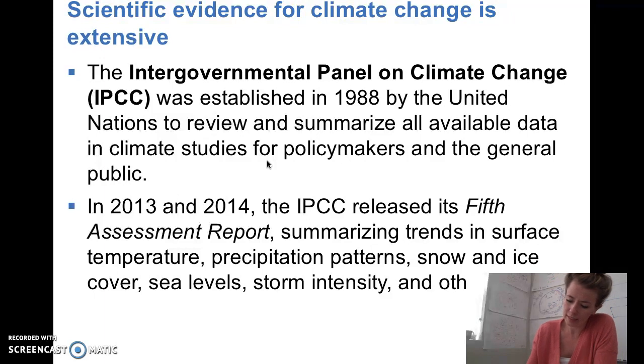In 2013 and 14, they released their fifth assessment report, which summarizes the trends in surface temperature, precipitation patterns, snow and ice cover, sea levels, storm intensity, and other factors. And it predicts future changes in these phenomena after considering a range of potential scenarios for future greenhouse gas emissions. It addresses impacts of climate disruptions on wildlife, ecosystems, and society, and it also discusses strategies for response.